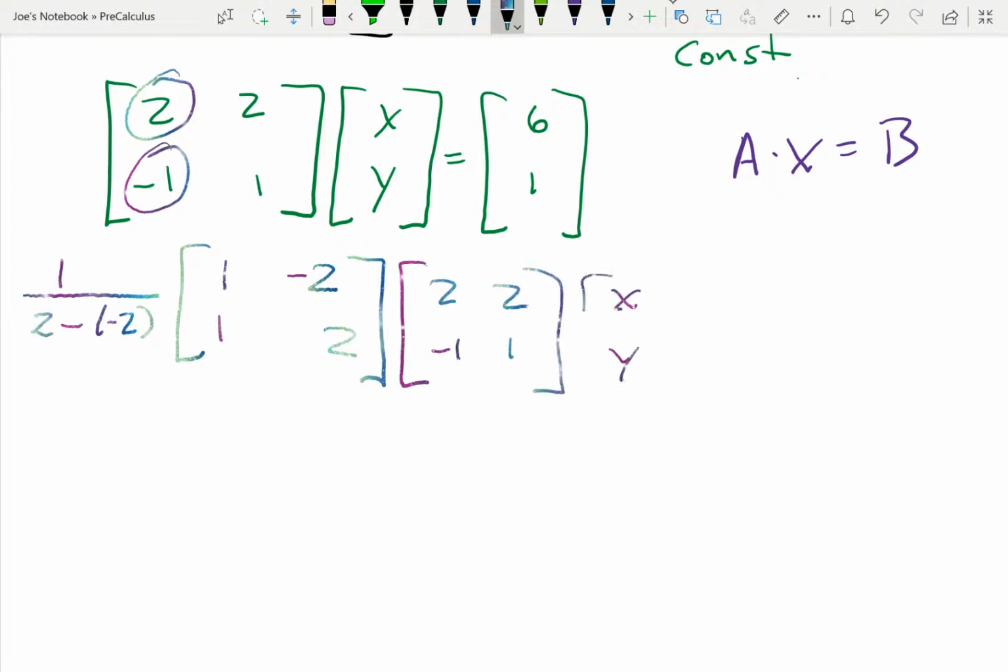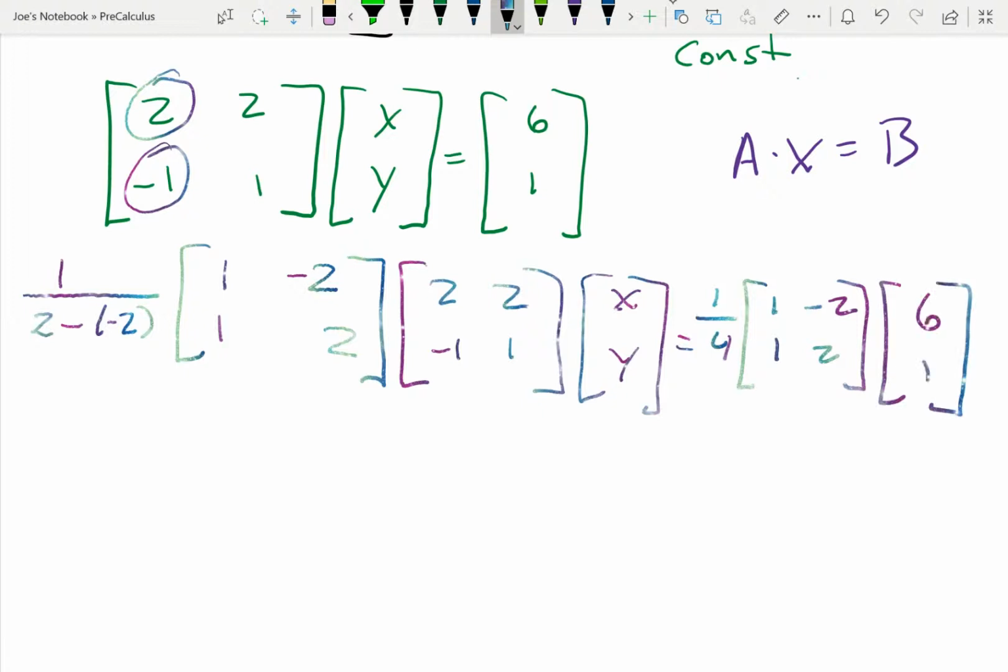Now, slot. What we just did was multiply by the inverse right here. So we've got to slot it in right here and multiply the other side by it. So let's do that. I'm going to simplify. This is 1/4, right? 2 minus a negative 2. And my inverse is 1, negative 2, 1, 2, times my constant matrix, 6, 1.